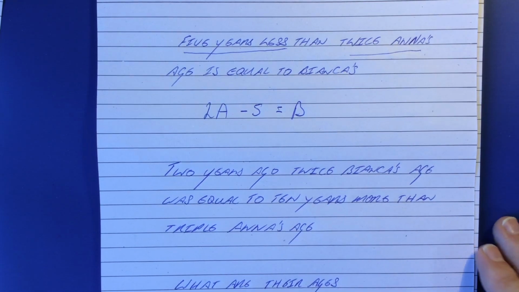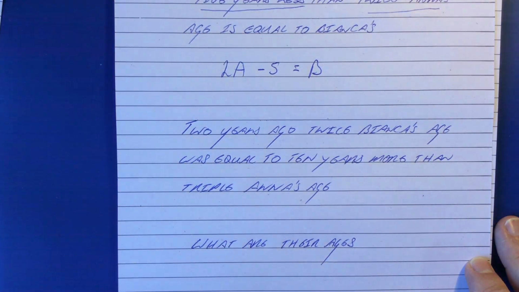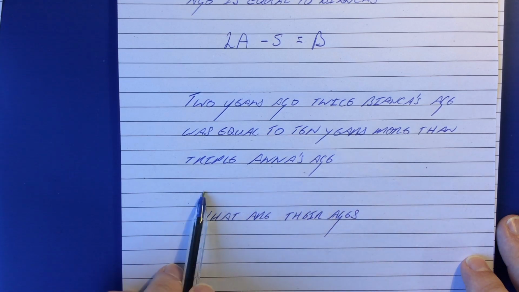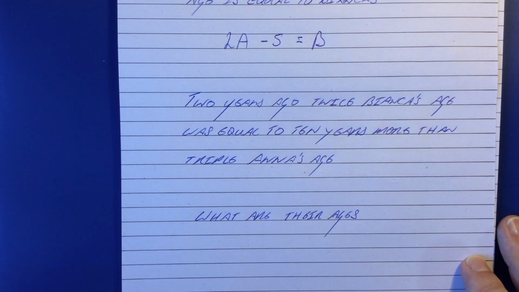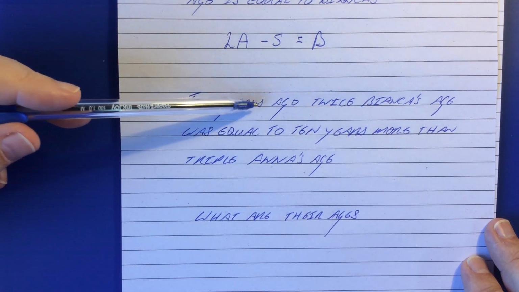Now, our second equation takes a bit more doing, and I'm just going to try and write it in here. So what do we know? 2 years ago, so we're back in time. We're taking 2 years off everybody's age. Twice Bianca's age was equal to 10 years more than triple Anna's age. Right. So, 2 years ago, twice Bianca's age.